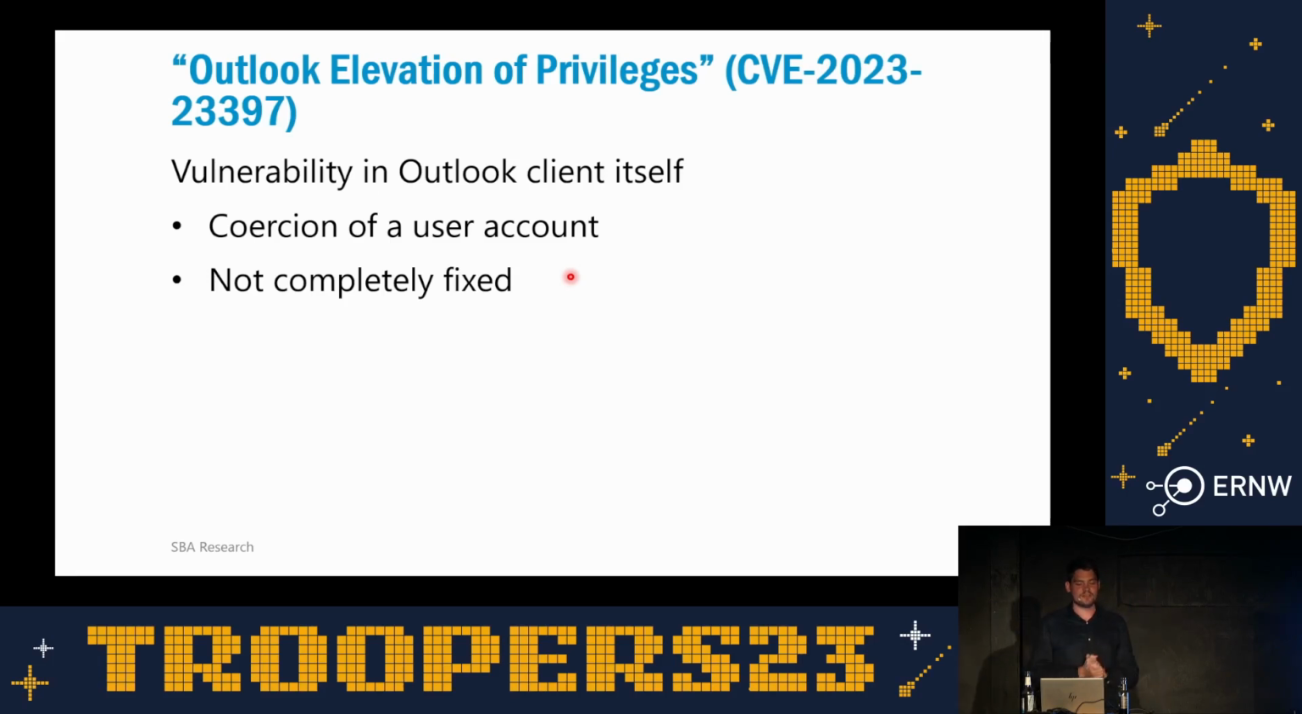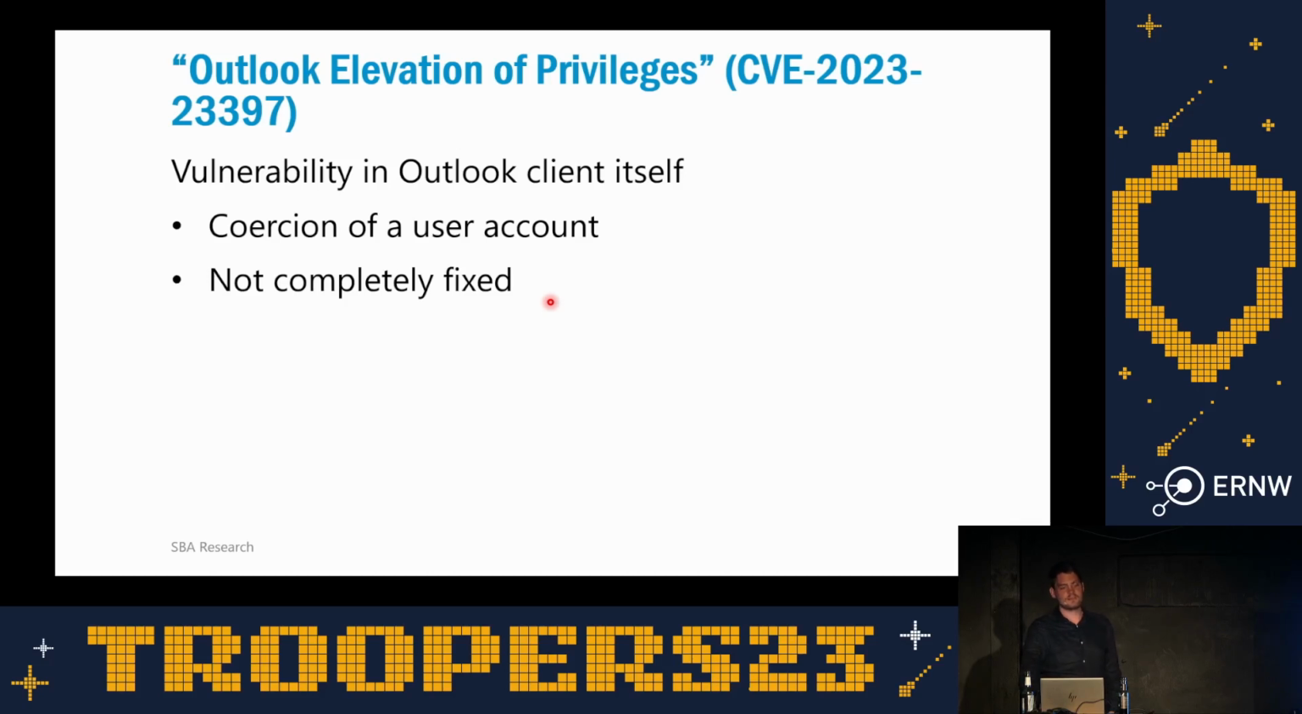And then we have a last one that I will talk about today, Outlook elevation of privileges. I find the name is not so good, but anyways, I put it here mostly because it's quite a new one. You can see it's from 2023, and it's a vulnerability in the Outlook client itself. It's a little bit different from the ones we talked about before because it deals with the coercion of a user account. Again, as far as I understand, it's not completely fixed. So I didn't try it myself, but this is what I heard, that there are some bypasses of the mitigation.